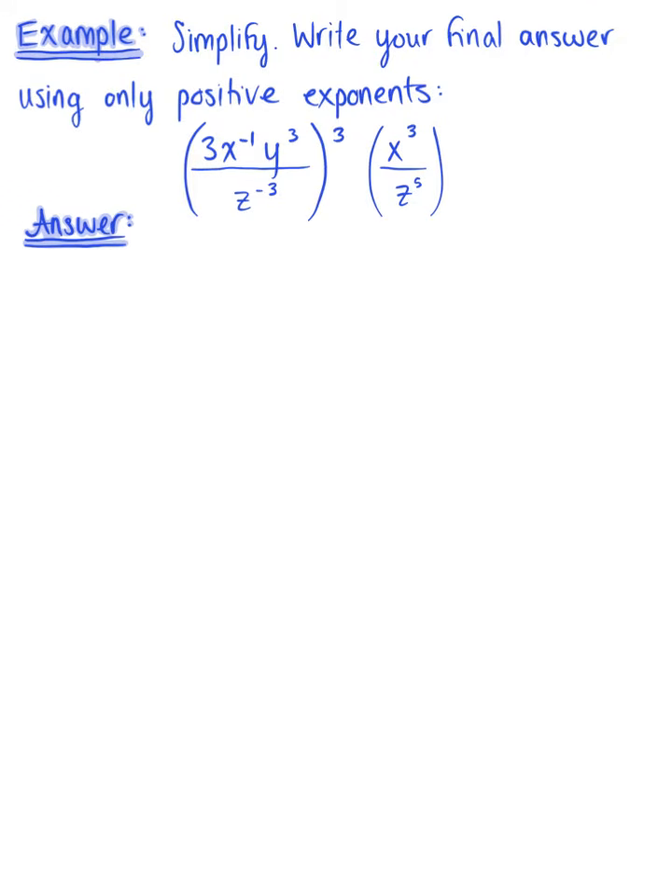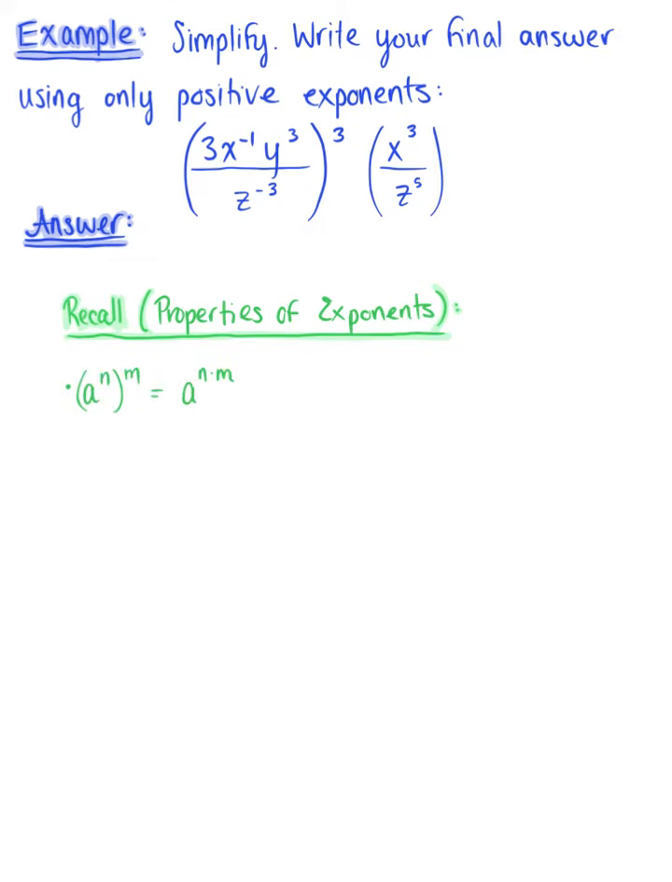Simplify. Write your final answer using only positive exponents. So to begin, let's start by recalling the properties of exponents. We have the power of exponents property. We have the product of exponents property. We have the quotient of exponents property. And we have the negative exponents property.